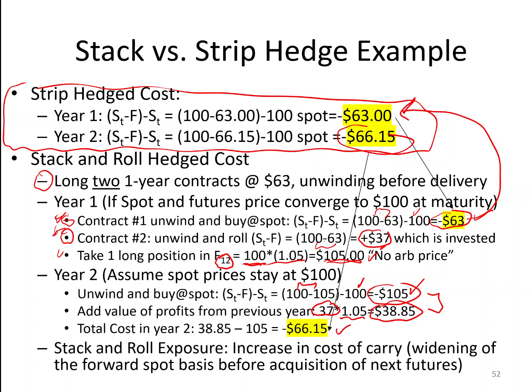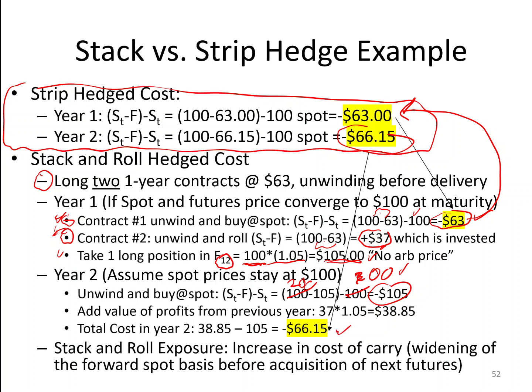So it didn't matter whether they did a strip hedge using the 1 and 2 year contracts or a stack and roll hedge where they stacked up the 1 year contract and then bought another 1 year contract 1 year later. The profit's the same. And I could have made up other numbers and said, well, what if the prices of oil went to $200? Well, that's okay. You'd still see that the effective cost is 105 because they'd make more money on the futures contract that they unwound and pay more money on the spot purchase, and it would still be $66.15.